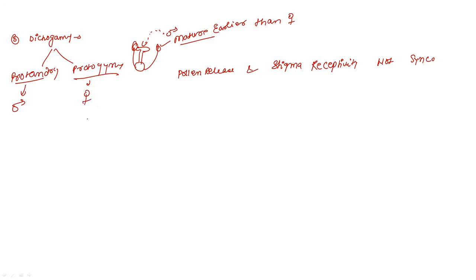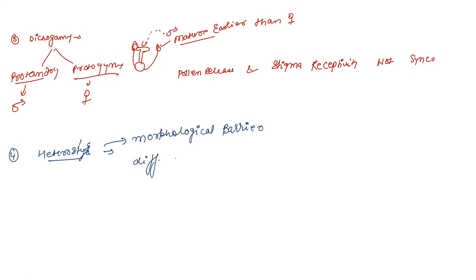Okay, now another kind of adaptation which is seen in flowers that want to go for cross pollination is heterostyly. Simply means what? This heterostyly acts as a morphological barrier. What is happening in this case?